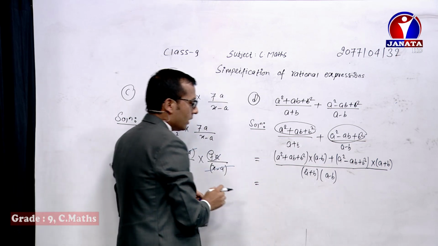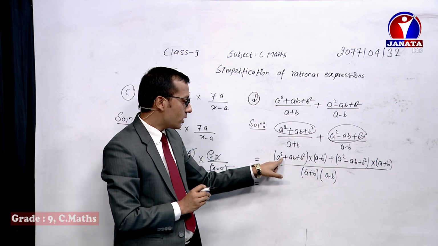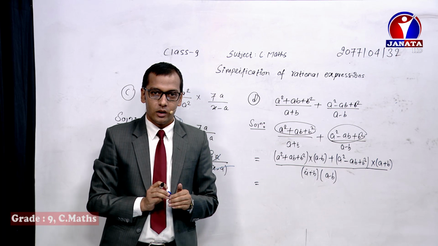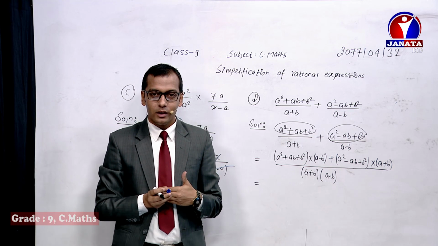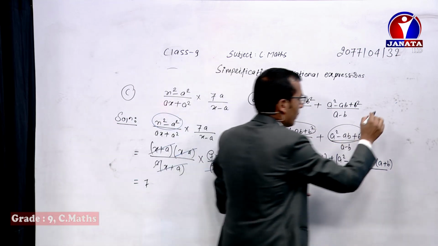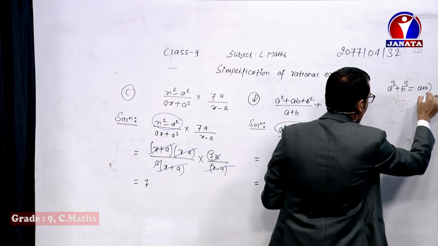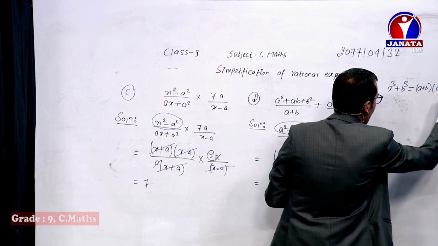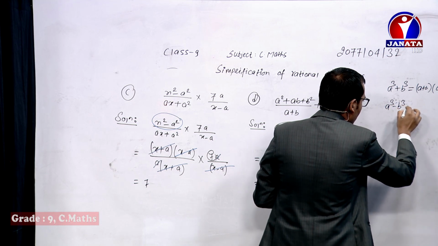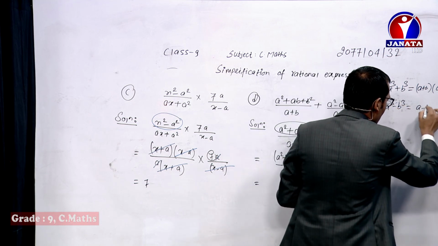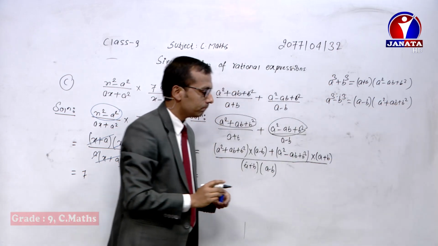Now if we say this one, a minus b times a square plus ab plus b square, if we try to recall the formula or the factors of a cube minus b cube and a cube plus b cube, let me write here. A cube plus b cube factors are a plus b times a square minus ab plus b square. A cube minus b cube, its factor is a minus b times a square plus ab plus b square.